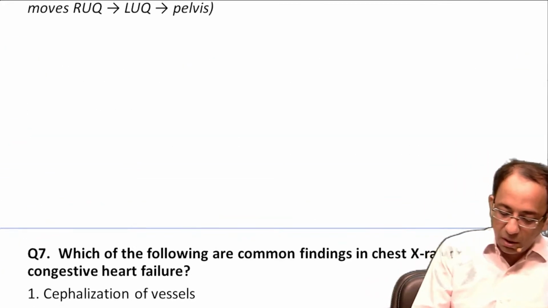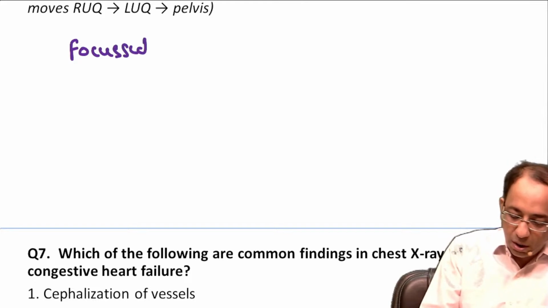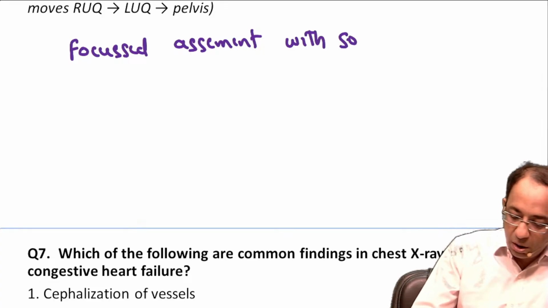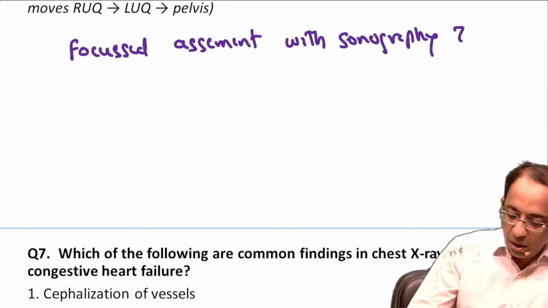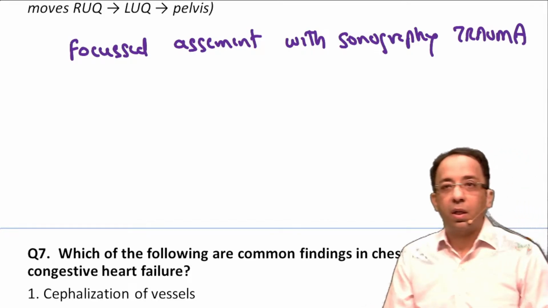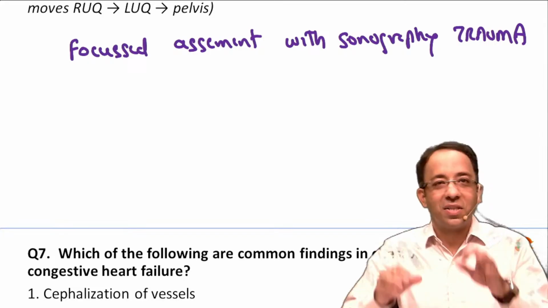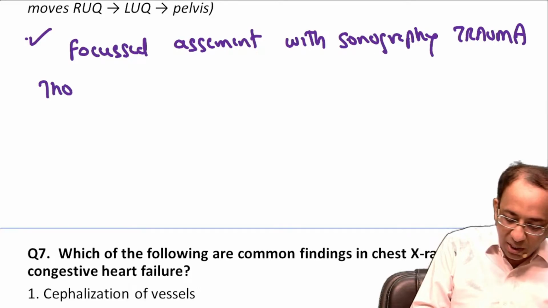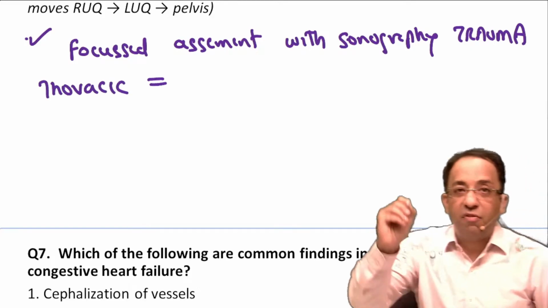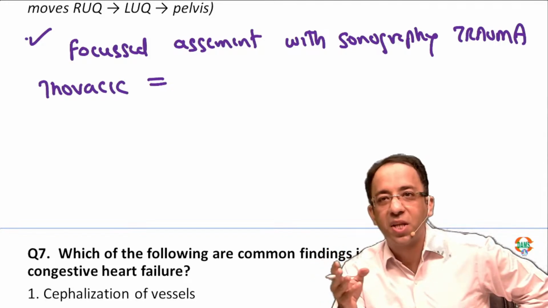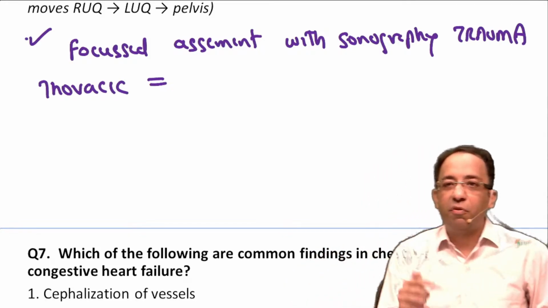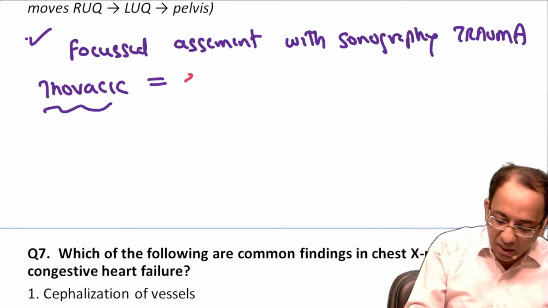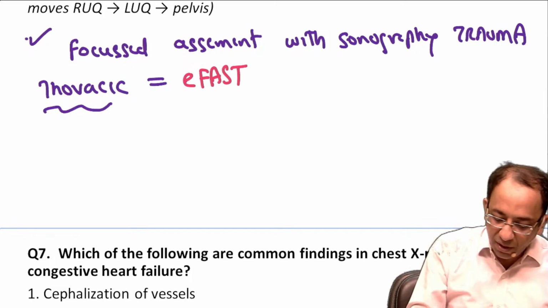What is FAST? FAST is focused assessment with sonography in trauma. You will be surprised, sir, why are you writing this previous INICET question? Focused assessment with sonography in trauma. If you also include the thoracic cavity, the thorax evaluation, please tell me in the chat box, what do you call it? If you say thoracic evaluation, then it is extended FAST, E-FAST.